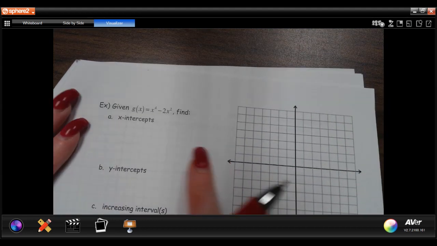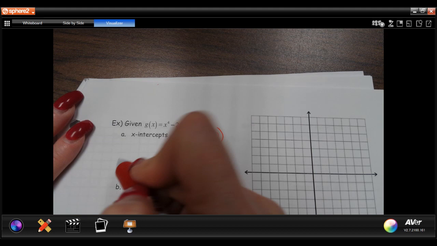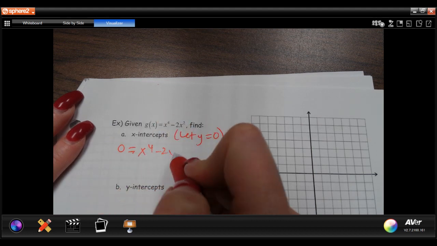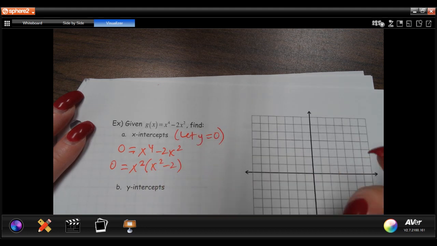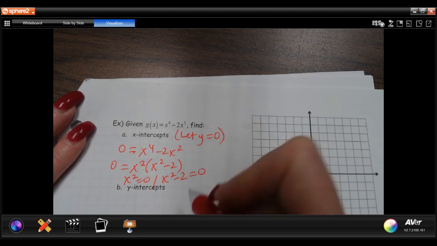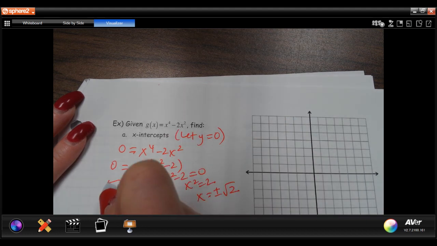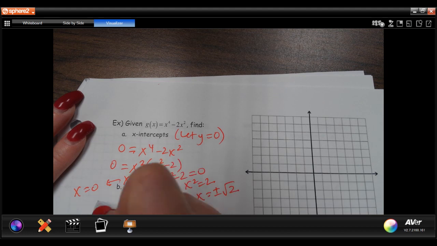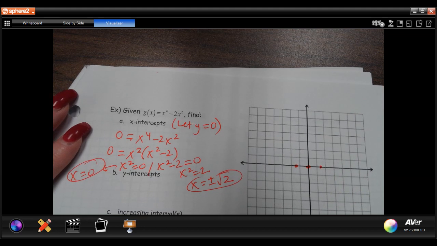Okay, so find x-intercepts. We're going to let y equal 0. So g of x, I'm going to let be 0. Factor out an x squared. Set x squared equal to 0. x squared minus 2 equals 0. x squared is 2, x is plus or minus radical 2. Here, x is 0. So those are all my x-intercepts: 0, radical 2, which is about 1.4, and negative radical 2, which is about negative 1.4.